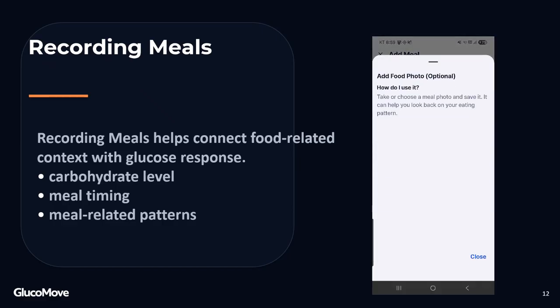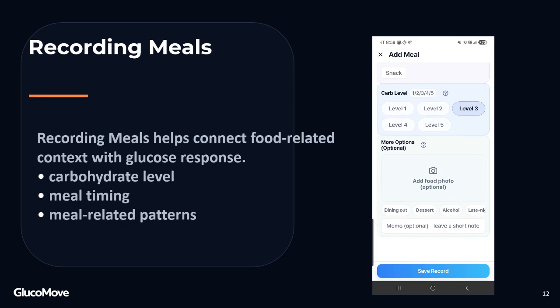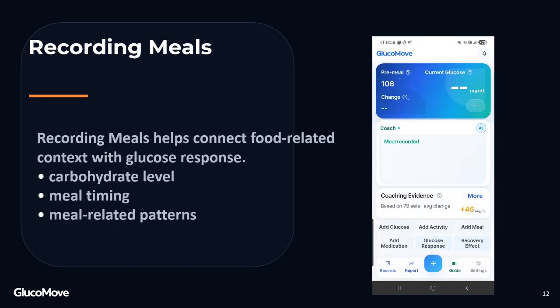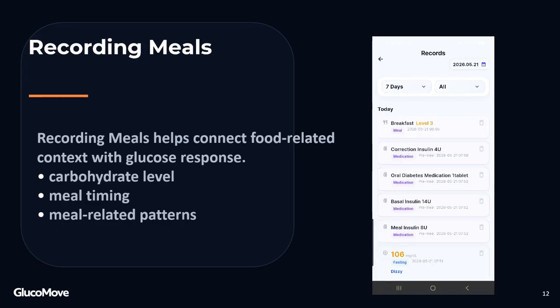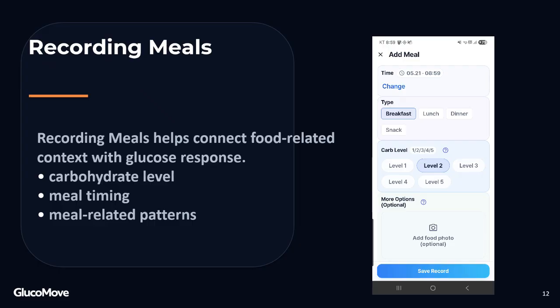Instead, GlucoMove encourages users to focus primarily on carbohydrate-related impact, which is often closely associated with glucose responses in daily diabetes management. When recording meals, users can estimate and select a carbohydrate level based on the type of food and the approximate amount consumed. To help with this process, the meal input screen includes a carbohydrate level guide. By selecting the help icon, users can review guidance and examples that may help determine an appropriate carbohydrate level more consistently.